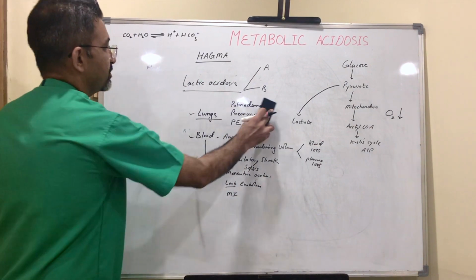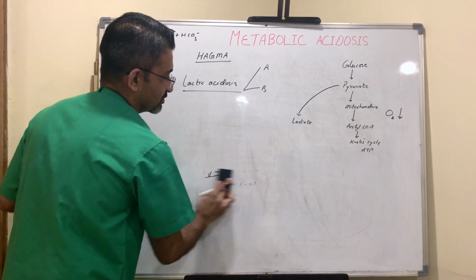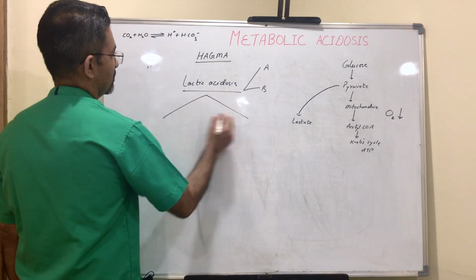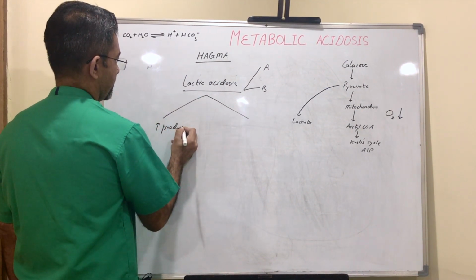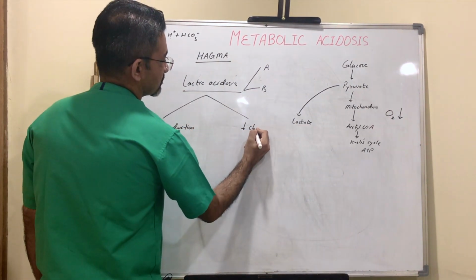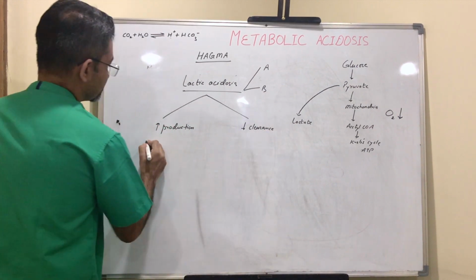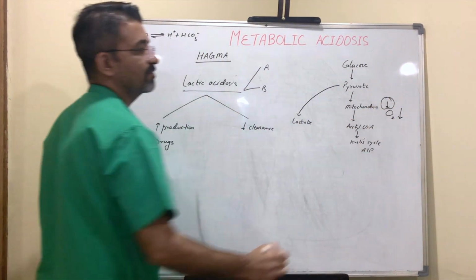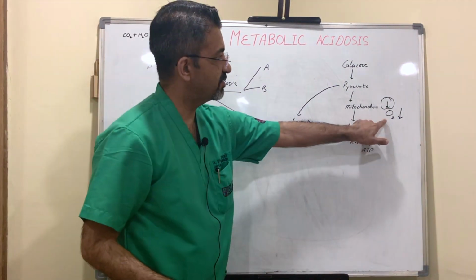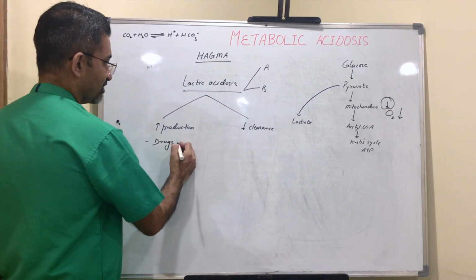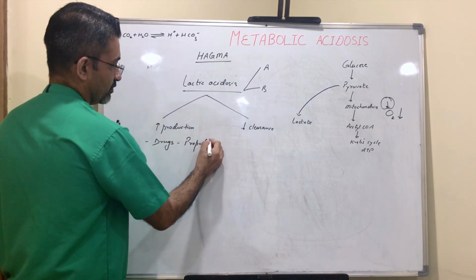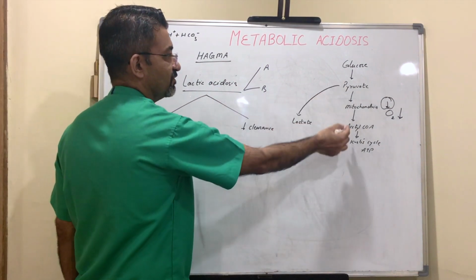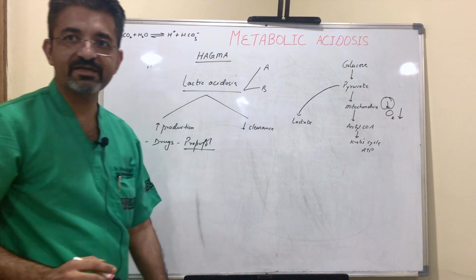So what is now type B? In type B there is no problem with oxygen. Oxygen is absolutely fine. The problem is either the production of lactic acid is increased, or you have decreased clearance. Increased production can be because of many drugs. The drugs act here at the mitochondrial level, right? So oxygen is fine, but there are drugs which are acting. In your ICU, the most important drug is propofol, very widely used but causes remarkable lactic acidosis because it acts on your mitochondria. Thereby conversion of pyruvate to acetyl coenzyme A is impaired. Pyruvate is converted into lactate, right?